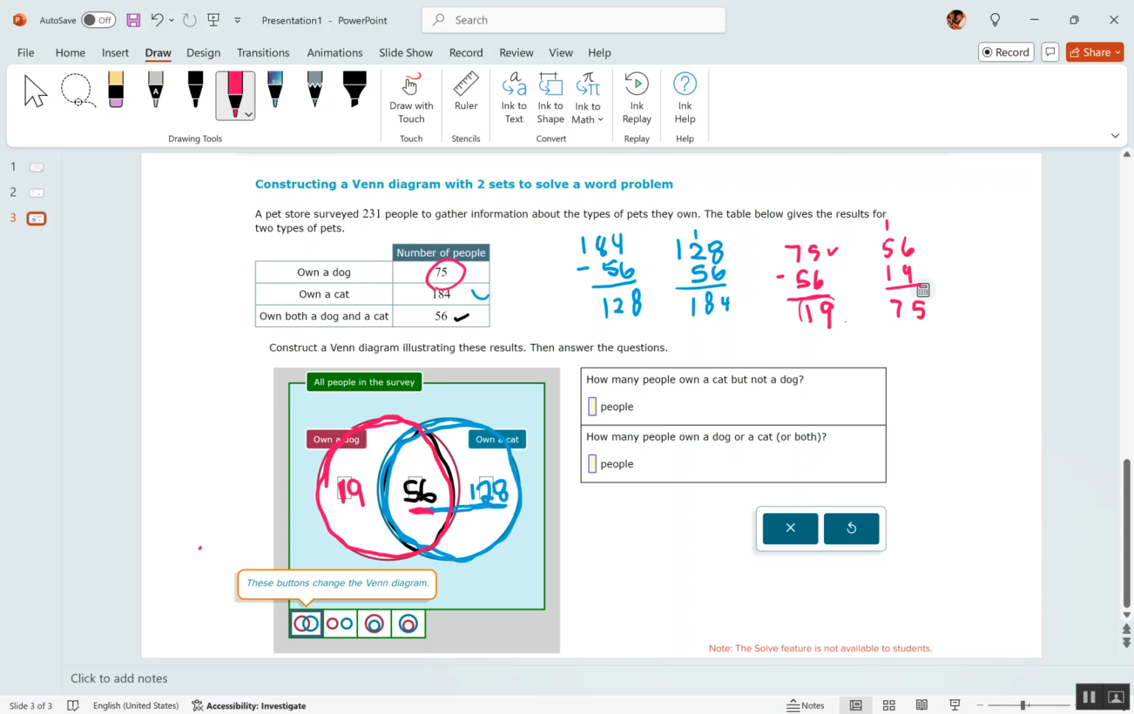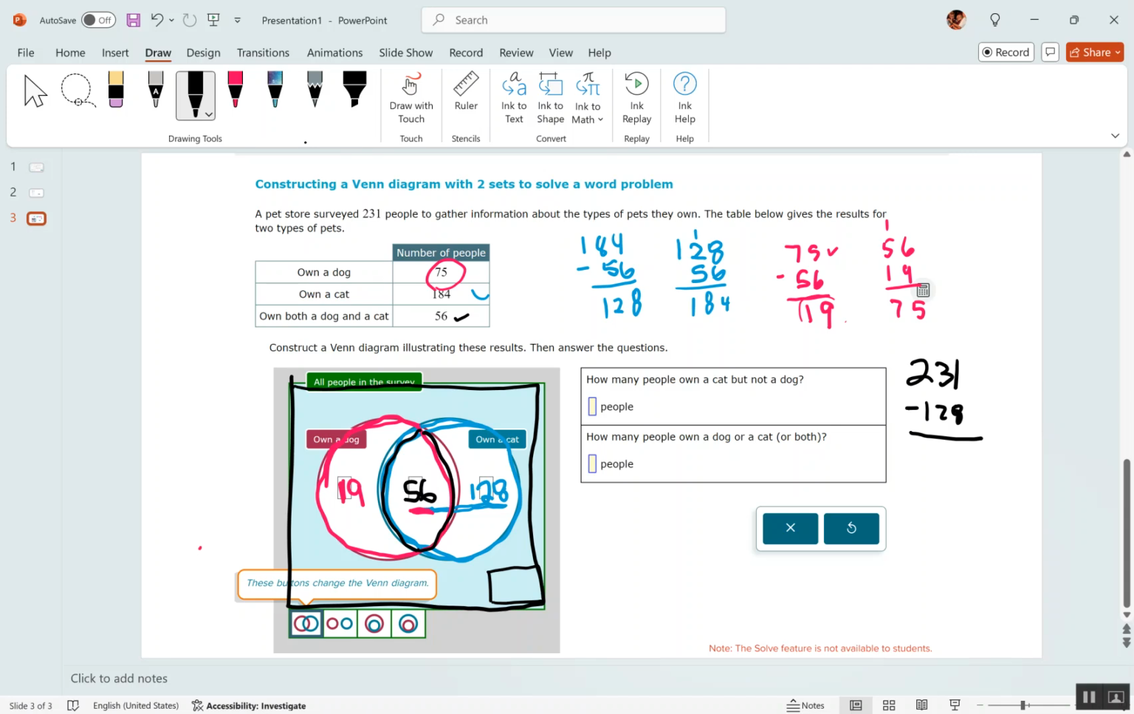Okay. Now I need to know how much is in this outside, out here. So the total number of people in the whole survey was 231. But I used 128, and I used 56, and I used 19. So if I subtract off that 128, so 11 minus 8 is 3, and 2 minus 2 is 0, and 2 minus 1 is 1.